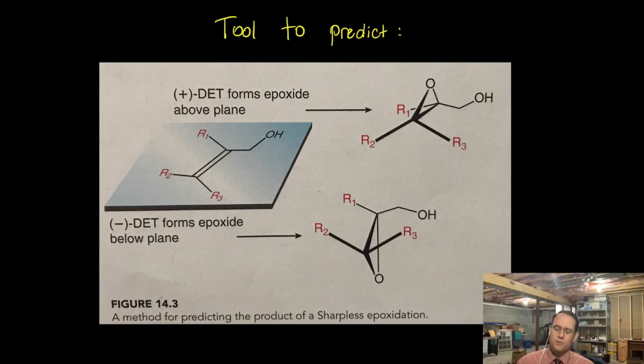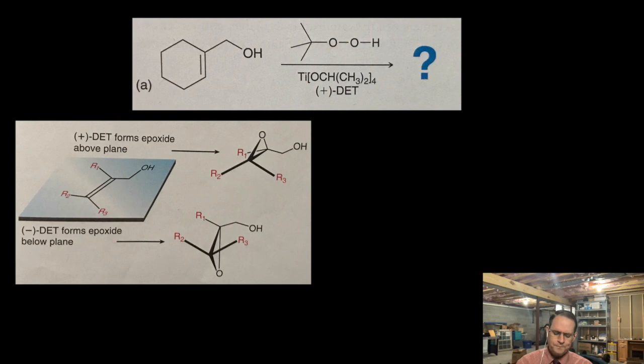Now, how do you predict which product you're going to form? A tool is shown here. It's kind of a mnemonic or a tool here. What you do is you position your allylic alcohol in the plane with the OH group pointing towards the northeast corner, okay? And then if you react it with the plus diethyl tartrate, it's going to come from the top, so just think plus from the top. And then if you treat it with minus diethyl tartrate, the epoxidation will happen from the bottom face, okay?